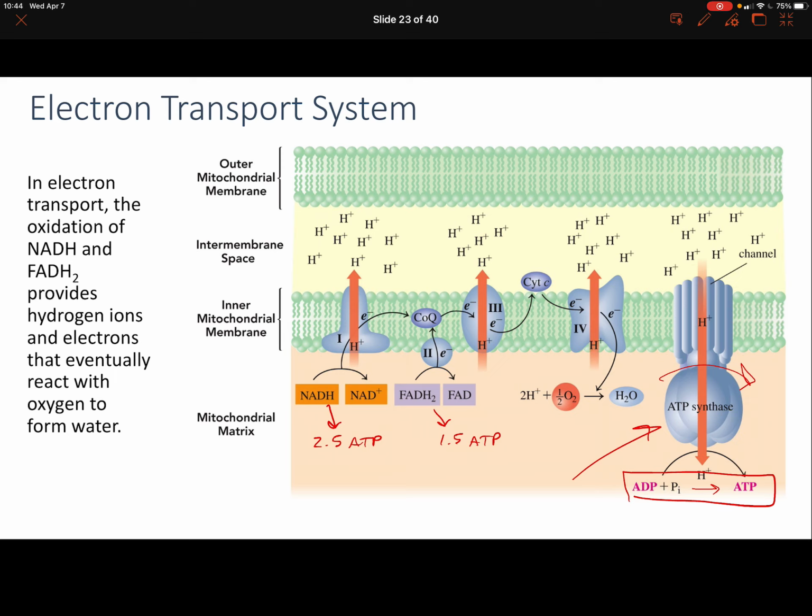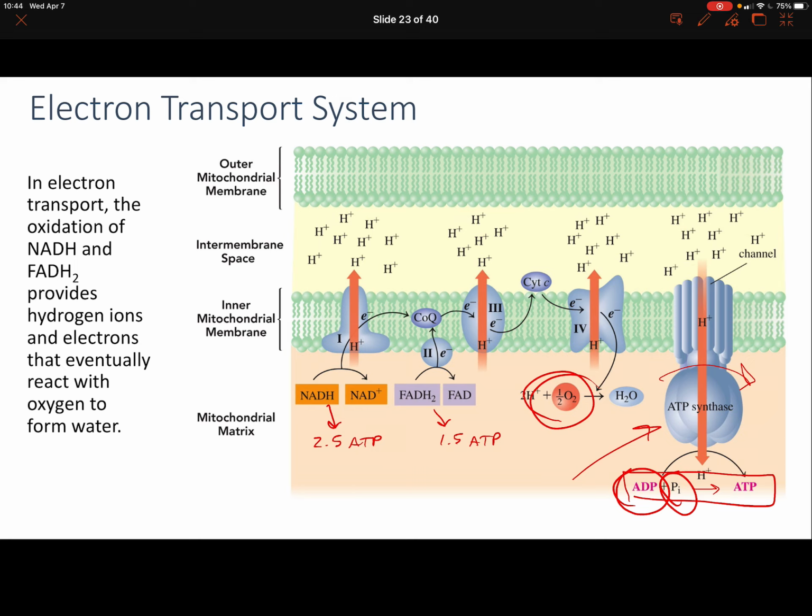All right, how is this regulated? Similar to the citric acid cycle, this is regulated by the availability of some of the reactants. You have to have ADP to make this work. You have to have inorganic phosphate for this to work. You have to have oxygen. So having all of these in abundance will cause this process to go forward.